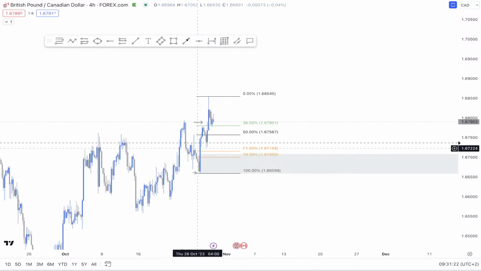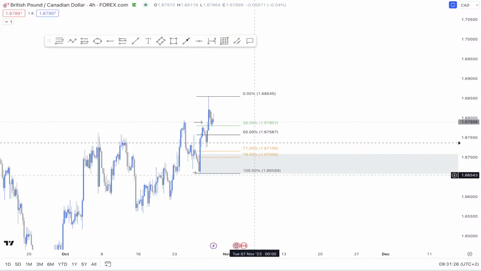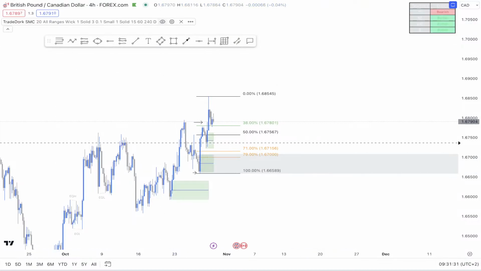Then we also left some imbalance behind. We can see we have this unmitigated order block lining up perfectly with our area of interest. And if we enable the trader indicator, beautiful, looking very beautiful. The trader indicator gave us some great confluences for today's analysis.